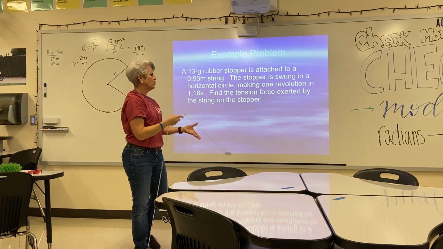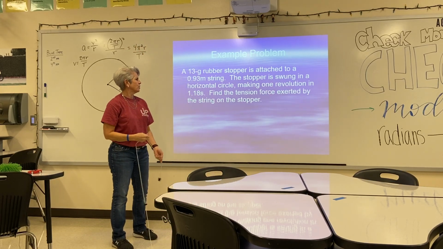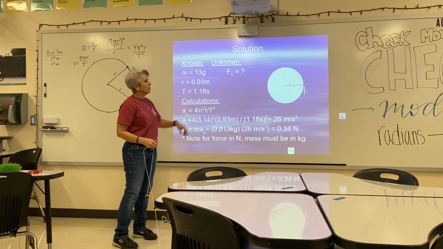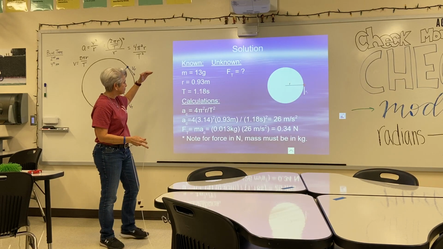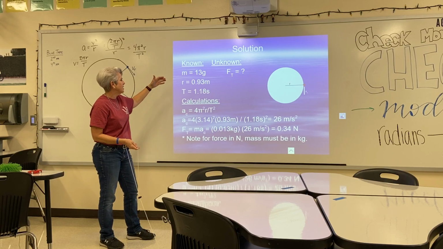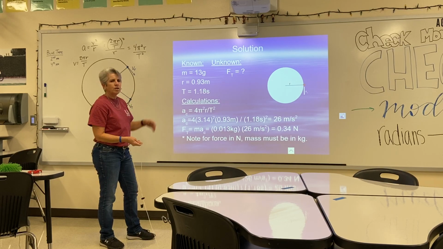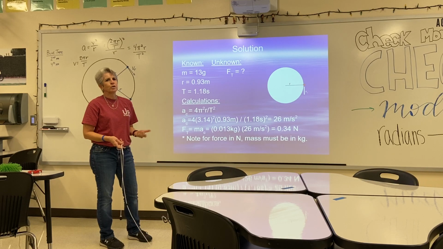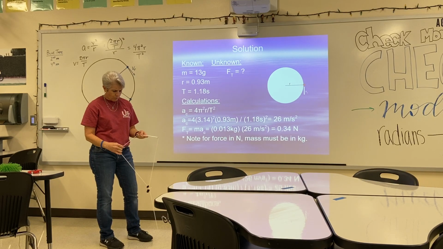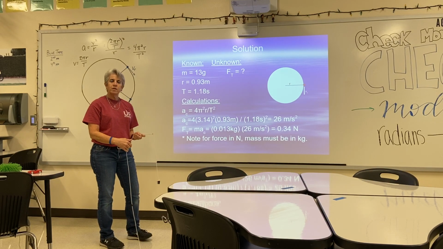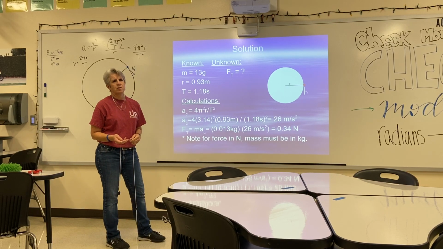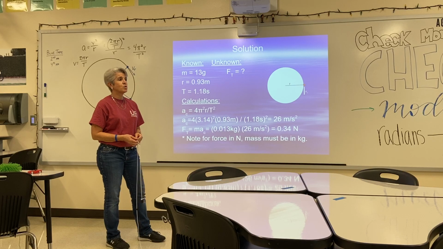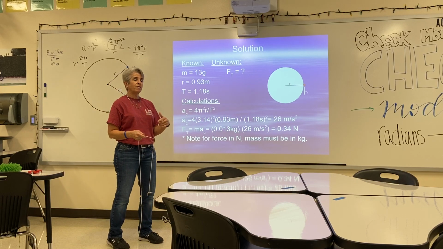But anyway, let's find the force that's acting on this that makes it go into a circle. Of course we want to label everything that we know about this situation. We know the mass is 13 grams, the radius is 0.93 meters, the period is 1.18 seconds, and we're looking for the centripetal force. Remember, our centripetal force F is m times a_c, but they didn't give us the acceleration. Oh wait, maybe I could use m times velocity squared divided by radius.